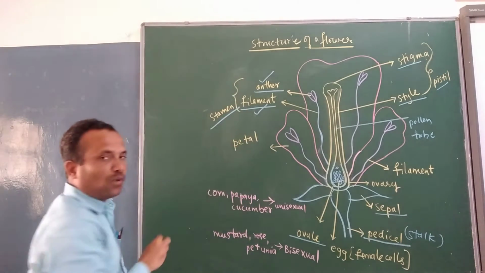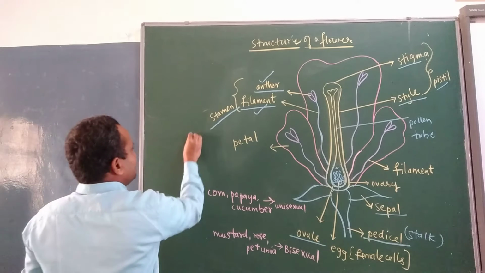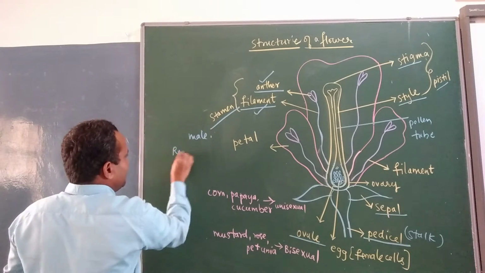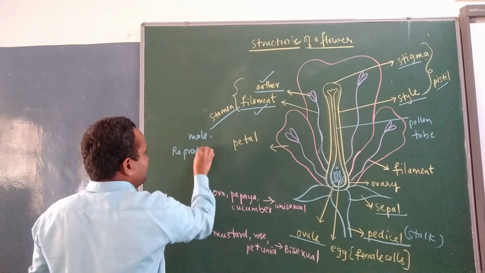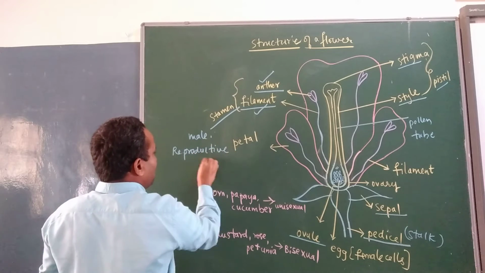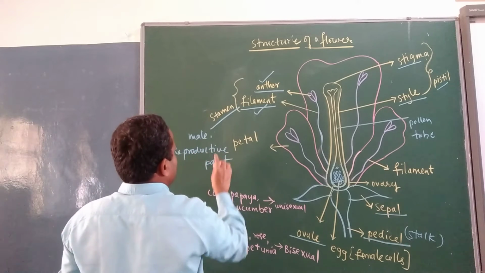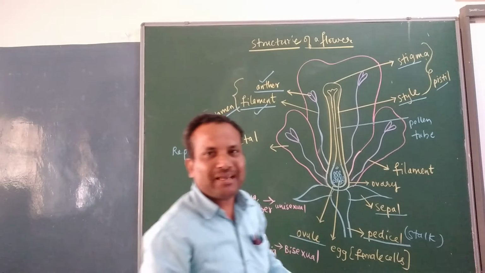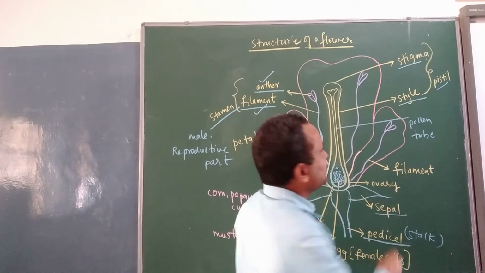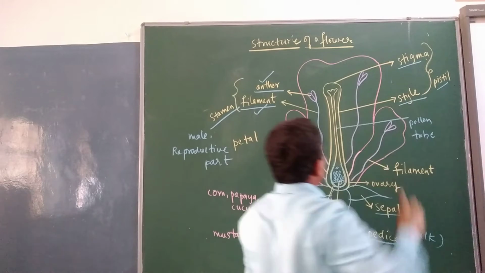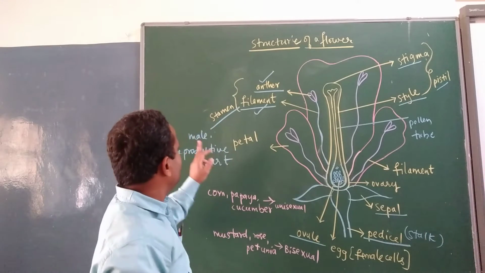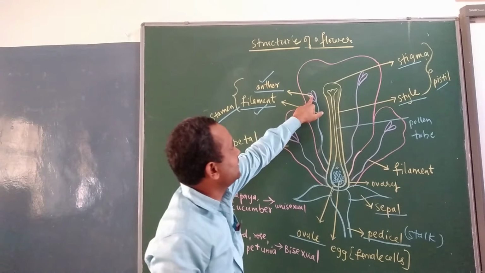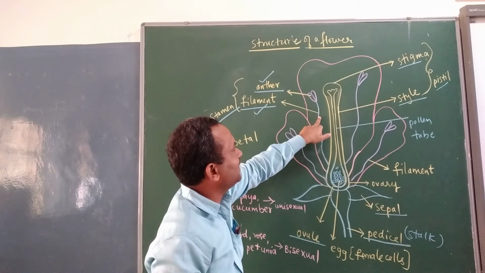So stamen is what? Stamen is nothing but the male reproductive part. Male reproductive part is stamen. Female reproductive part is pistil. So stamen contains anther and filament. This is anther and this is the filament.